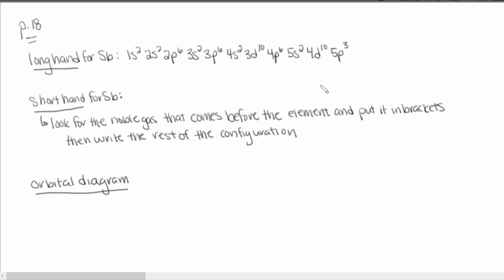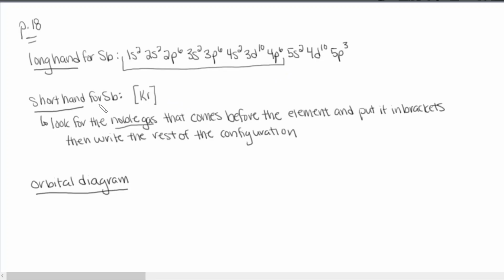The good news is that there is a shorthand method. This shorthand method involves finding the noble gas that comes before that element on the periodic table. So if I'm looking at my periodic table, if I look at antimony, I go up and over to the right to find krypton is the noble gas that comes before it. So I'm going to put krypton in brackets. By putting krypton in brackets, I have just taken care of this entire electron configuration all the way up to 4p6. So now I don't have to write any of that.